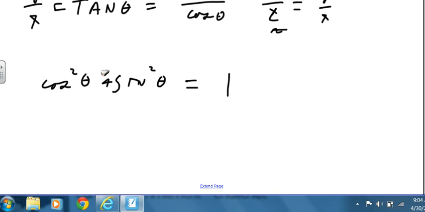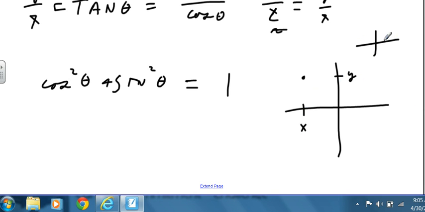Now, why would that be true? Why does it always have to be 1? Well, if I have some point, there's the x, there's the y. The cosine guy is doing this, the sine guy is doing that. Well, that was really bad, wasn't it? But if I look at a right triangle, see if I can put it in the right spot.